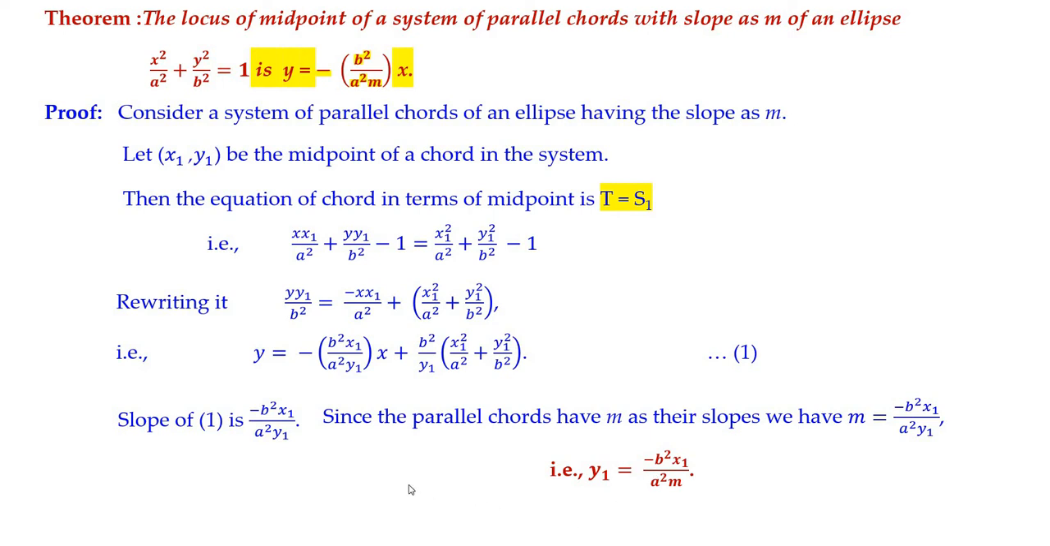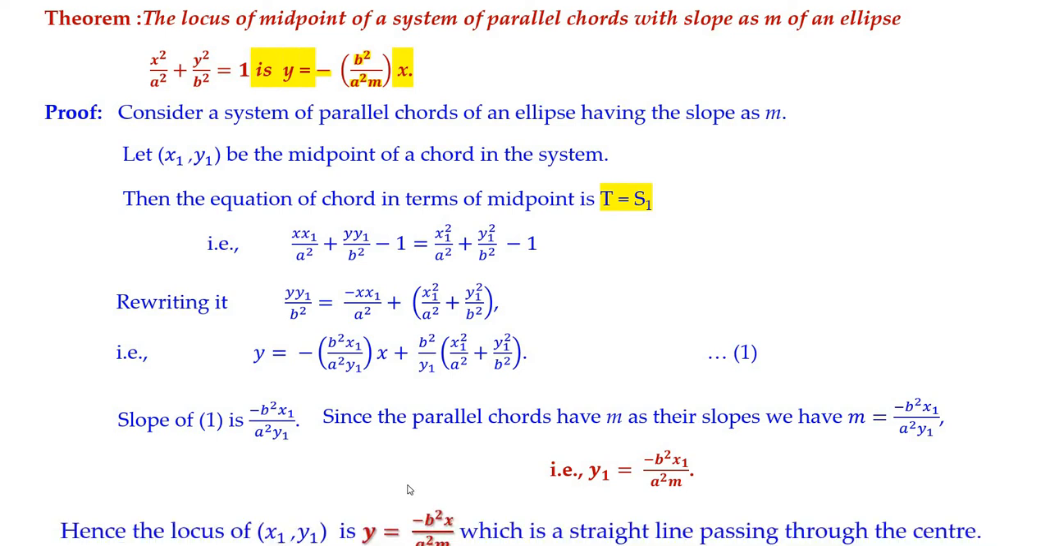But remember that we want to know only the locus. So the locus of x1, y1 is y is equal to minus b square by a square m into x, which is a straight line passing through the origin. So y is equal to minus b square by a square m into x is the equation of the diameter, which is the locus of midpoints of a system of parallel chords which have m as their slopes.